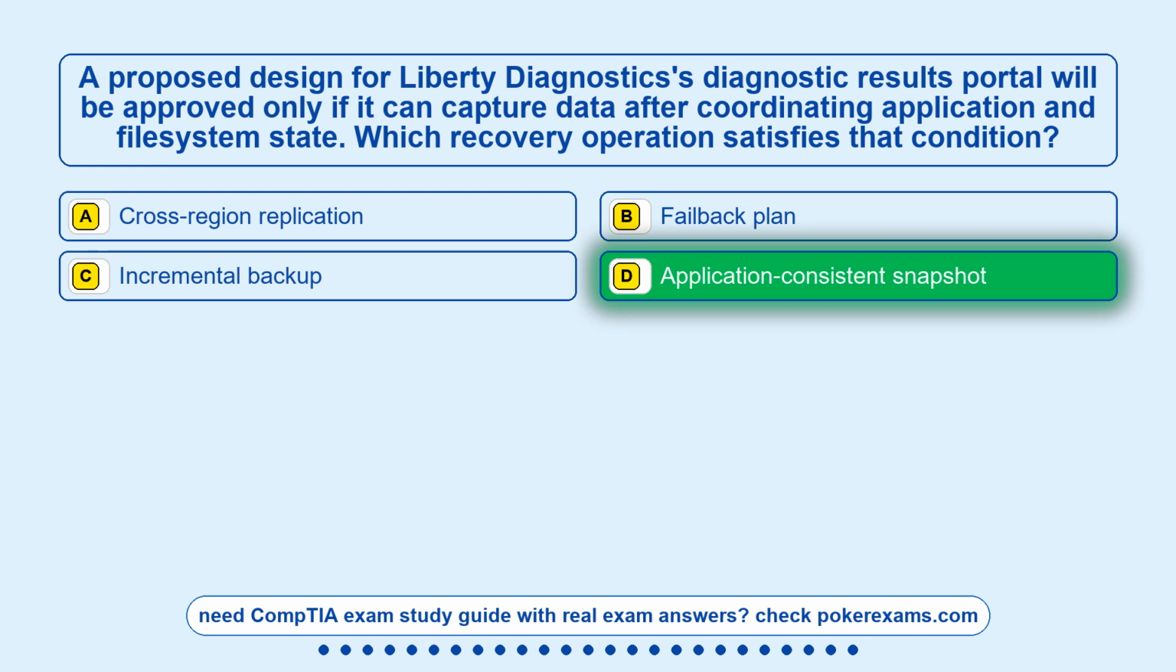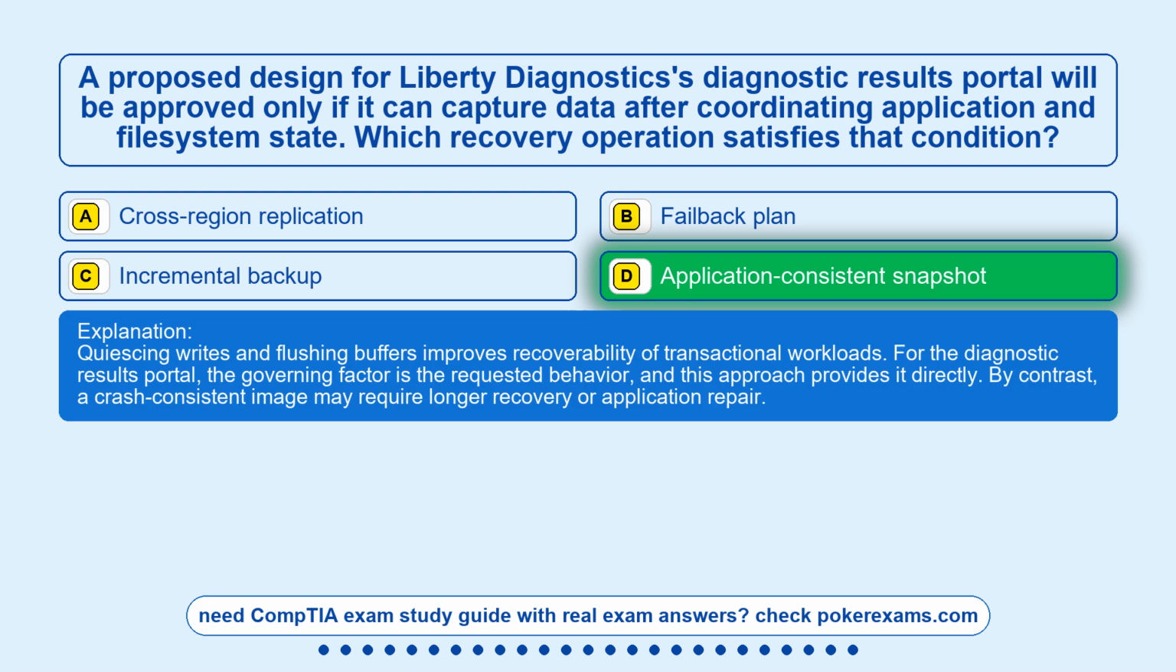The correct answer is option D, application-consistent snapshot. Quiescing writes and flushing buffers improves recoverability of transactional workloads. For the diagnostic results portal, the governing factor is the requested behavior, and this approach provides it directly. By contrast, a crash-consistent image may require longer recovery or application repair.